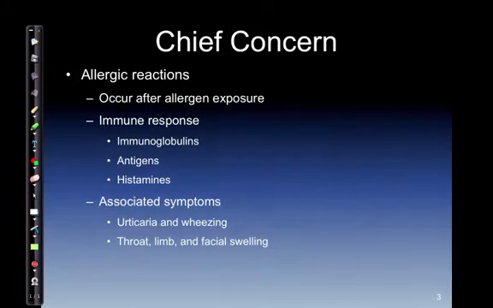Chief concern. Allergic reactions occur after you have been exposed to an allergen. Common agents that cause allergic reactions are medications, insect bites, stings, and certain foods. An immune response is composed of a complex cascade of events designed to destroy pathogens and foreign bodies as they enter the body. Immunoglobulins are involved in that, and there are several of them: IgA, IgD, IgG, IgE, and IgM. As far as antigen goes, the immunoglobulin IgE plays a key role in an allergic reaction.